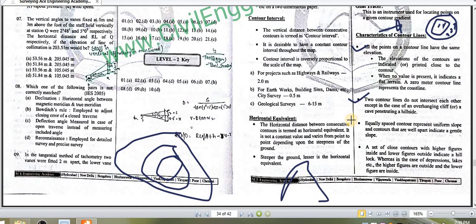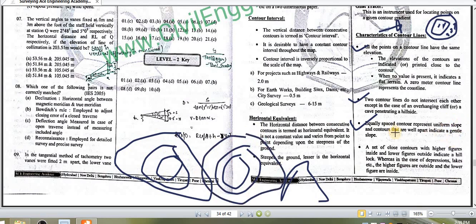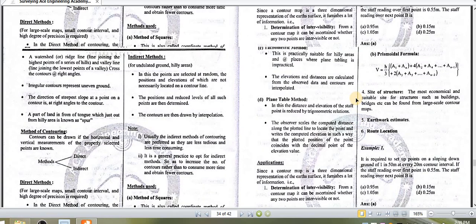Next, equally spaced contours represent a uniform slope. So if the contours are placed equally, that is representing a uniform slope, and contours that are well apart indicate a gentle slope. So if the contours are uniformly spaced in this manner, then it is indicating a uniform slope. But if they are well apart from each other, then it is indicating a gentle slope. Okay, this is your third characteristic.